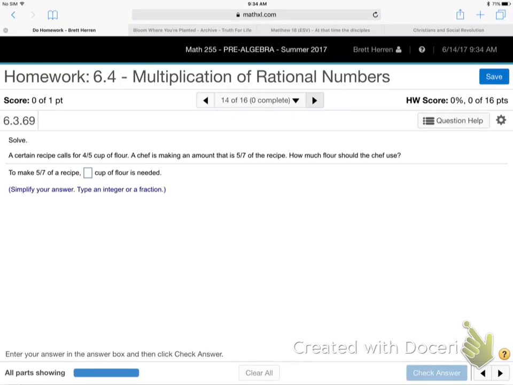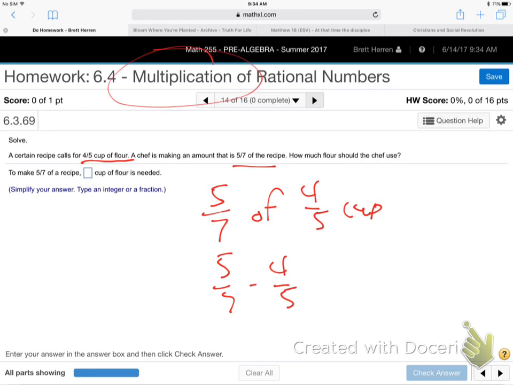All right, a certain recipe calls for 4/5 cups of flour, 4/5 of a cup of flour. The chef is making an amount that is 5/7 of the recipe. How much flour should he use? So in other words, we want 5/7 of the 4/5 of a cup, right? Does that make sense? What does of always mean in math? Multiply, yeah. It's 5/7 times 4/5. Not only that, we're in the multiplication section. All the word problems are going to be multiplied.